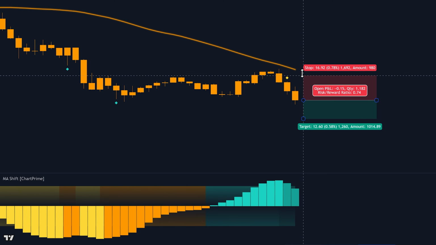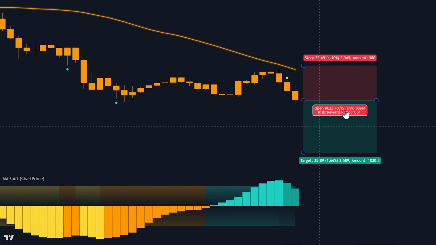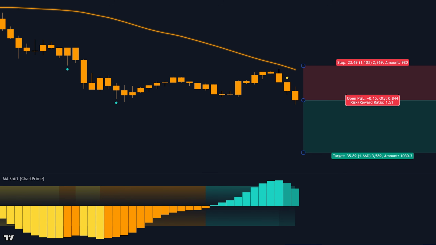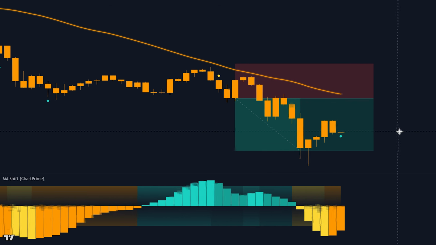We place our stop loss above the recent swing high, or key resistance level, to allow some breathing room. We aim for a risk-to-reward ratio of 1-to-1.5. Looking at the chart, you can see this trade ended up profitable as price continued moving lower.